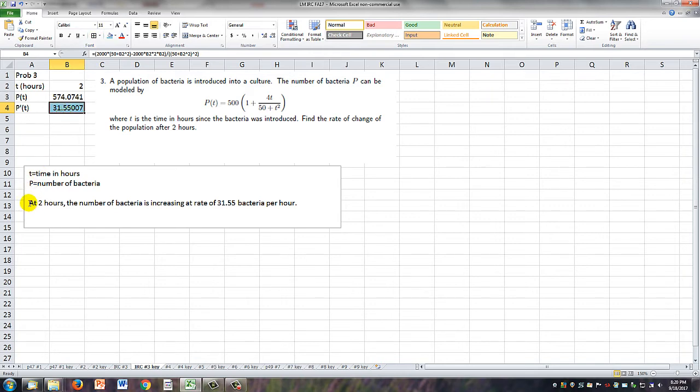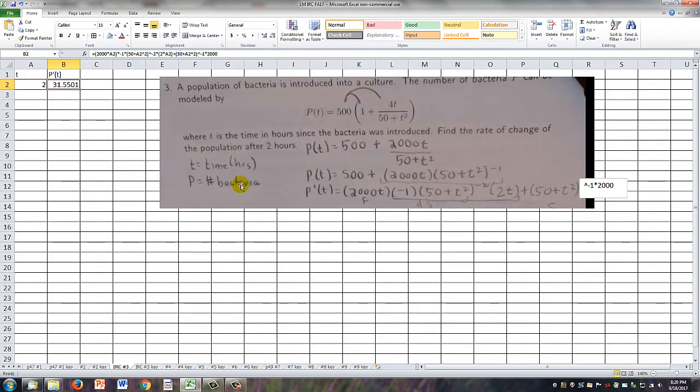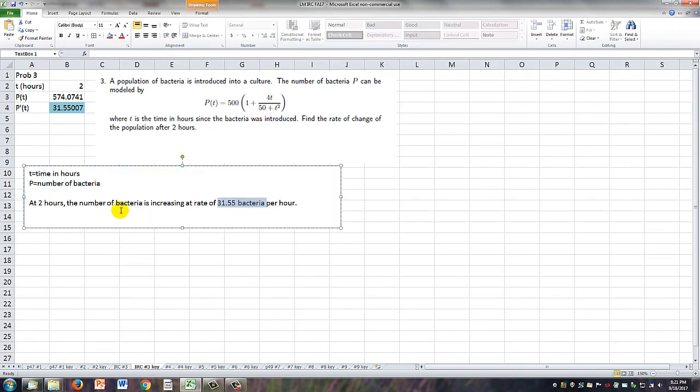And the way you interpret it, you're finding at 2 hours. So at 2 hours, P stands for number of bacteria. So the number of bacteria is positive, so it's increasing at a rate of 31.55 Y units. We're talking about bacteria per hour. So if we use this Math English Dictionary, then you can see what the units are going to be. Instantaneous rate of change is always Y units per X unit, bacteria per hour. So that's how you interpret that one.